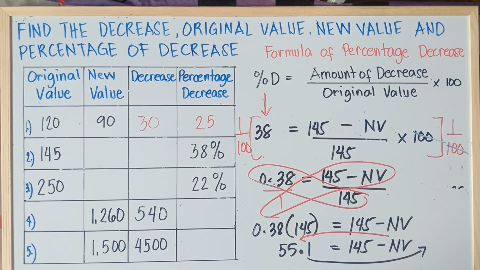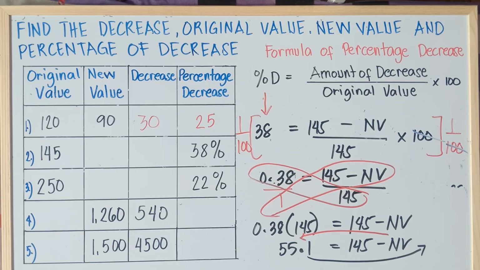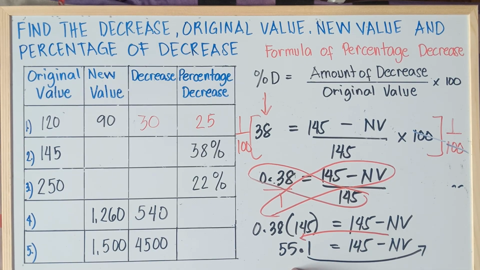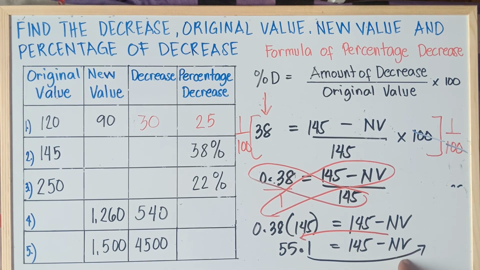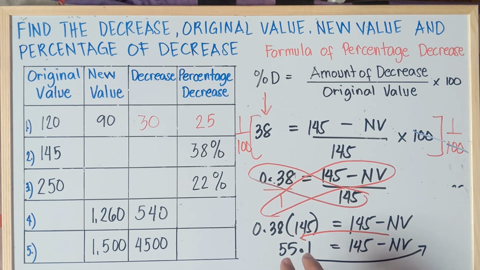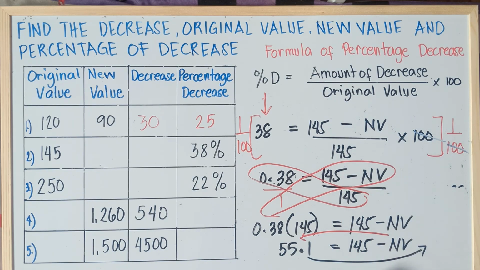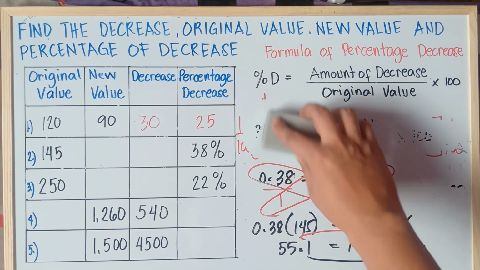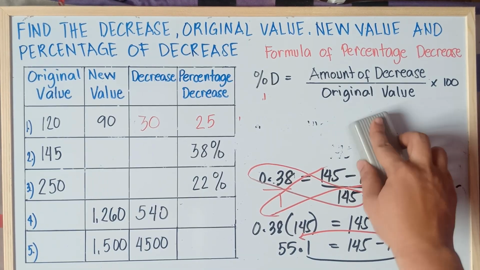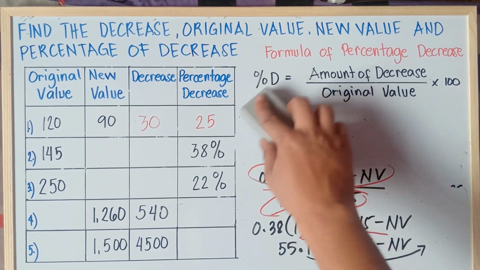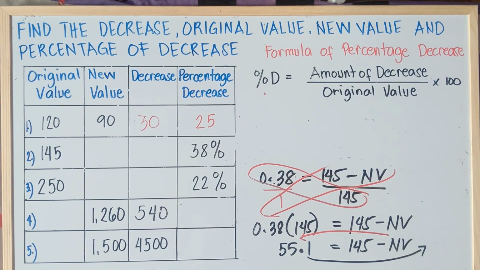Sir, why do we need to transpose NV, the new value, from right to left? So that it will be positive. And the remaining term on the left side of the equal sign will be NV. So we need to transpose this number from left to right, and you change the sign, class. Let me erase this part. I hope you get this one. If you have some questions, do not hesitate to ask. Put your question in the comment section down below.